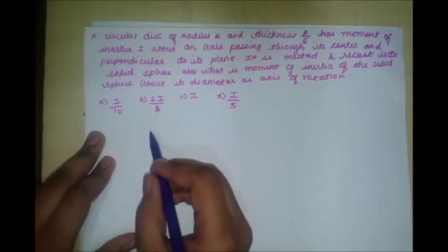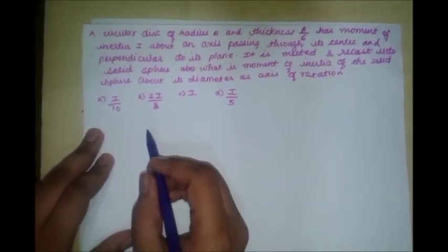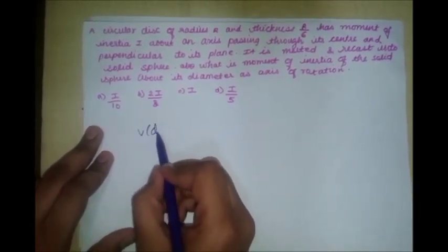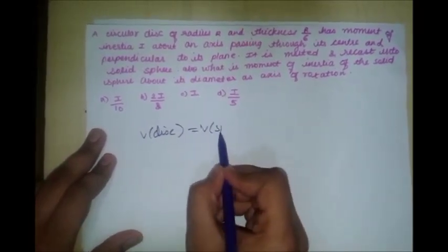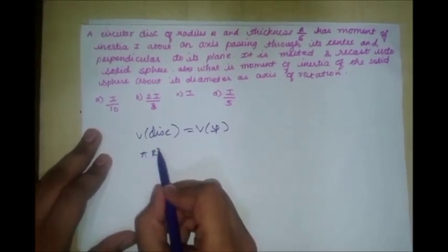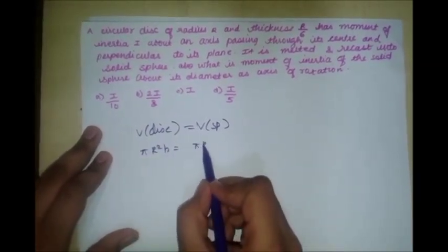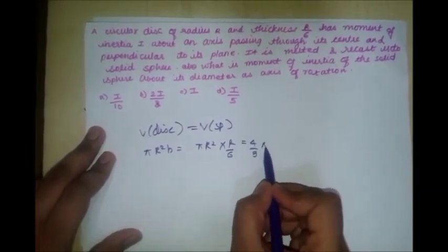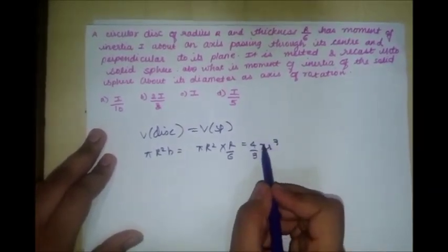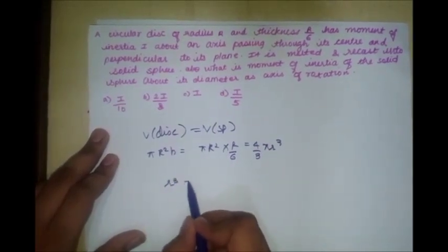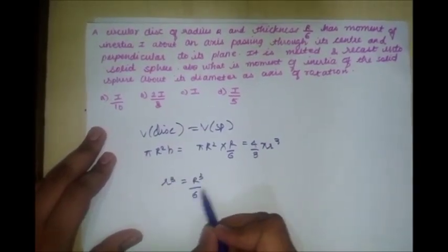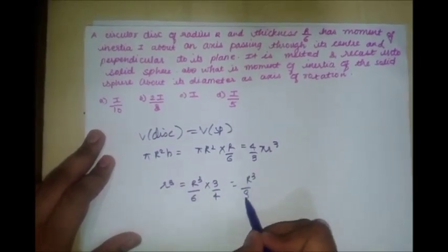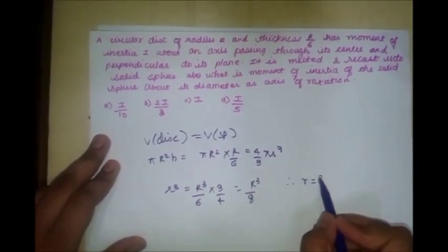Now to solve this question we know that since mass and density have not changed, the volume of the disc is equal to the volume of the sphere. So pi R square h is equal to pi R square into R by 6, which is equal to 4 by 3 pi r cube, where r is the radius of the sphere. r cube is equal to R cube by 6 into 3 by 4, which is equal to R cube by 8. Therefore, r is equal to capital R by 2.